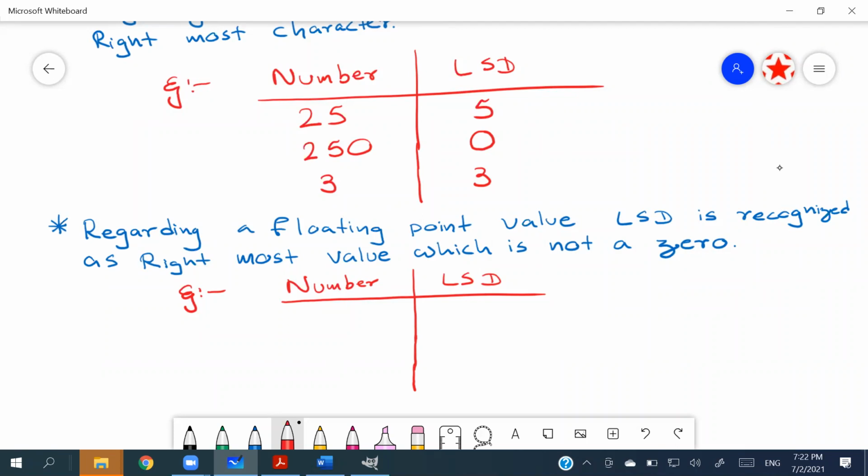If we consider something like this, 2.57. Now, regarding a floating point value, what did I say? LSD is recognized as the rightmost value which is not a zero, right? So you are going to look for the rightmost value, but it shouldn't be a zero.